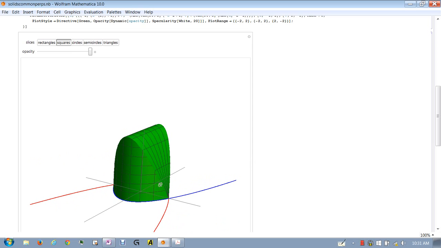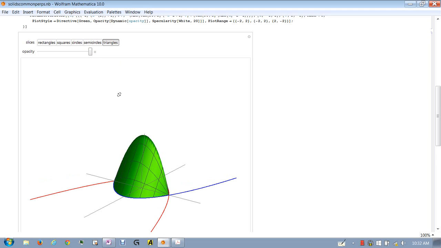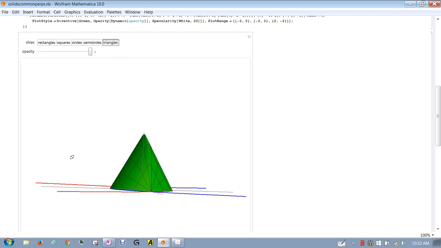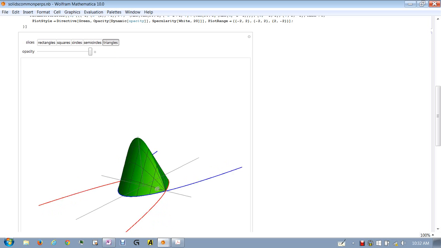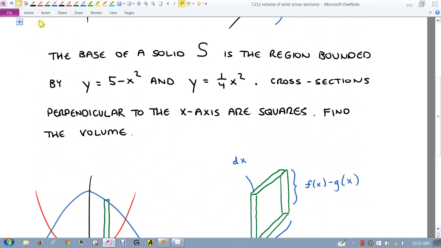But who says it has to be squares? What about semicircles, where each cross section is a semicircle? Or triangles. Each one of these is different. So I let you pick. Which one would you like to see? Circles or triangles next? Triangles? Okay, we'll do triangles. It's the harder of the two. So this will be our last example, then we'll take our break.